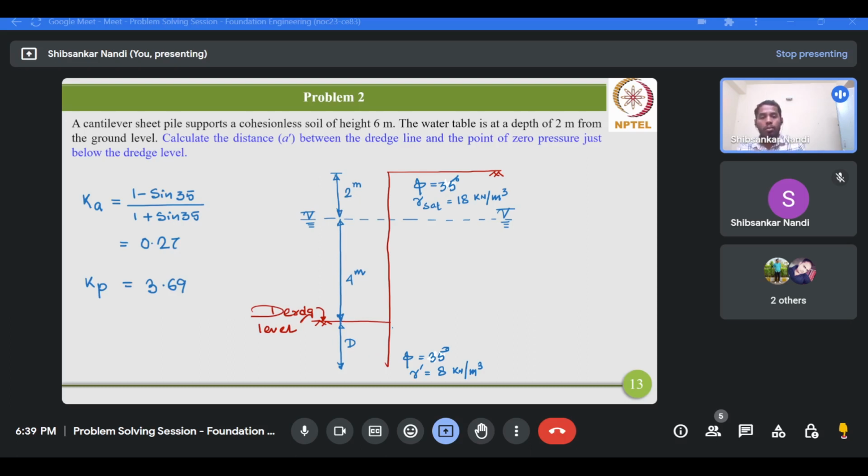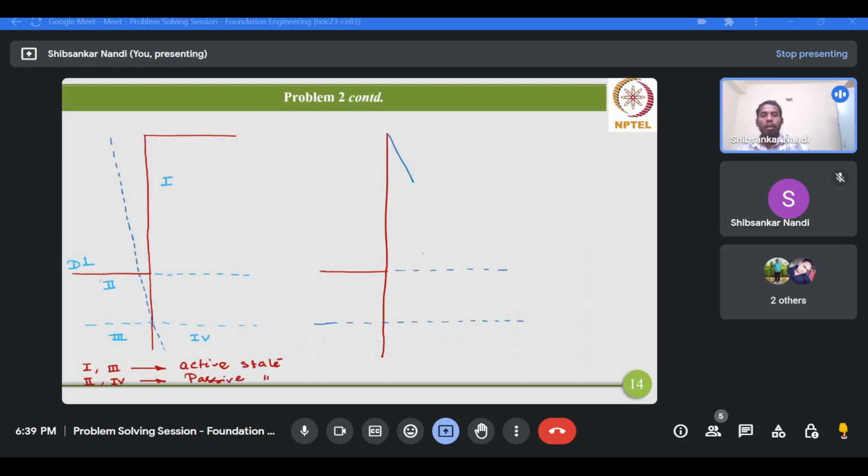Now, up to this dredge level, since this region 1 is completely under active state, means above this dredge level, this region 1 is completely under active state, and there is no soil. This is the void region. So therefore, the net earth pressure will be simply the active earth pressure acting on this region. Now, how can we calculate this active earth pressure in this region?